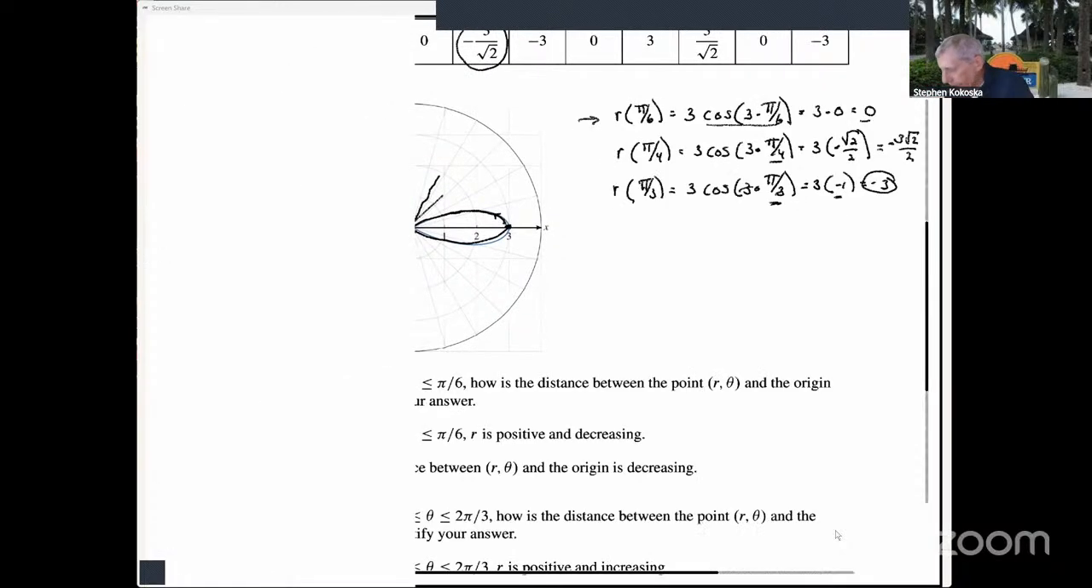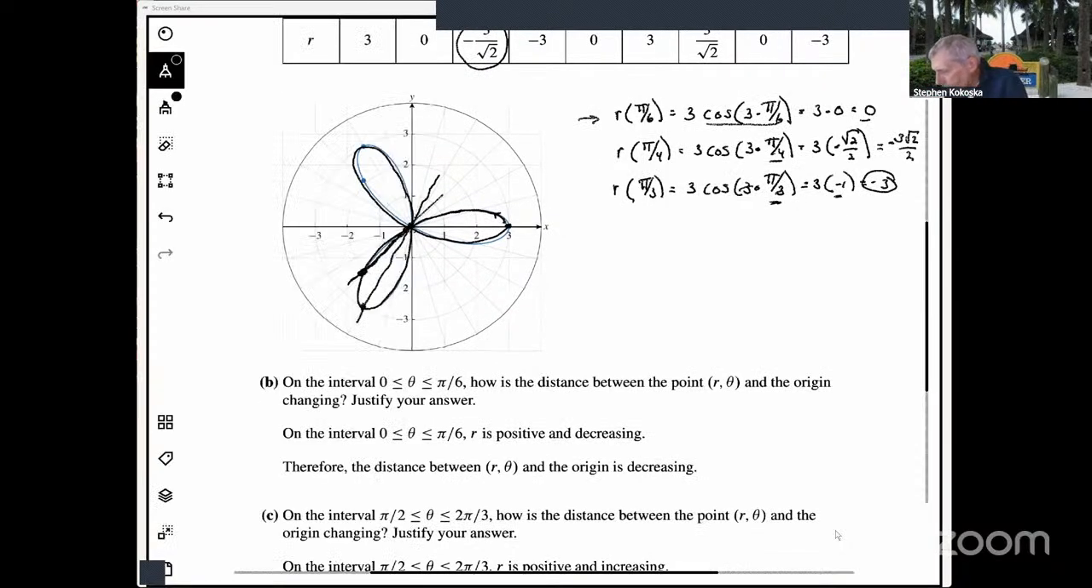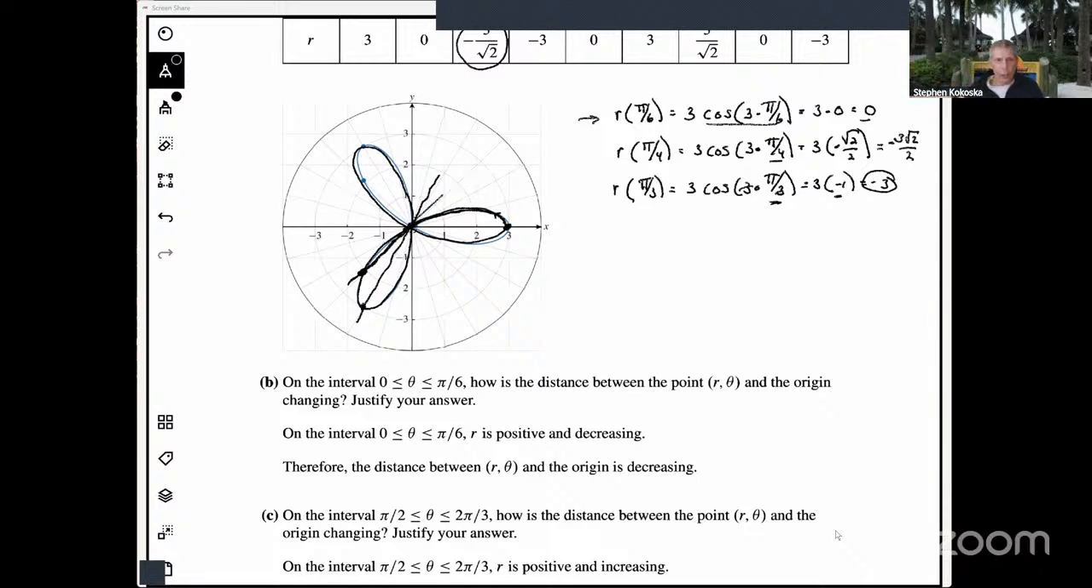See if I can get this. On the interval between 0 and pi over 6, how is the distance between that point on the graph and the origin changing? Well, this is what we discussed early on in graphing this. We start over at this point, and we're moving in here. We can see visually that the point on the curve is getting closer to the origin. In AP Precalculus lingo, r is positive and decreasing, and therefore the distance between the point on the curve and the origin of the pole is decreasing. Good, I got that one.